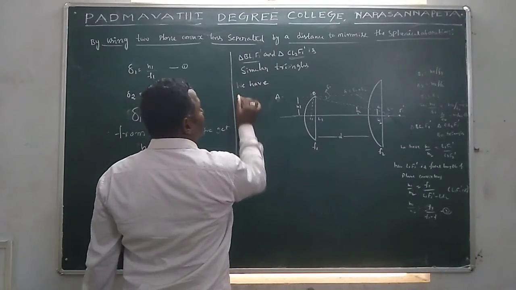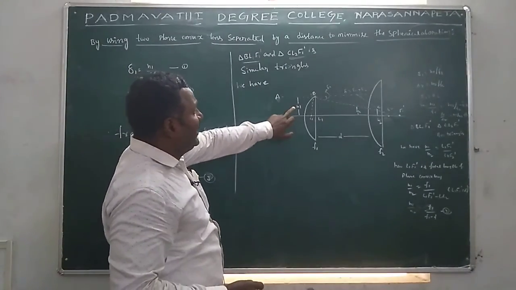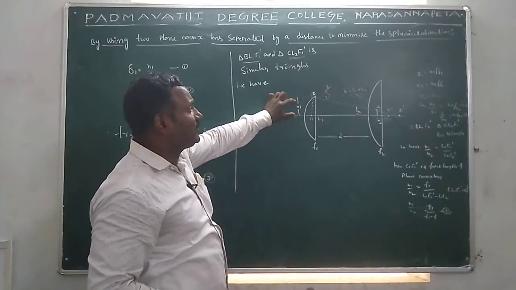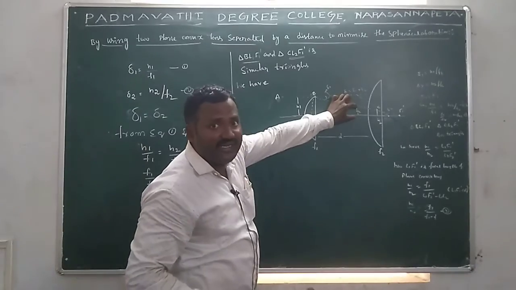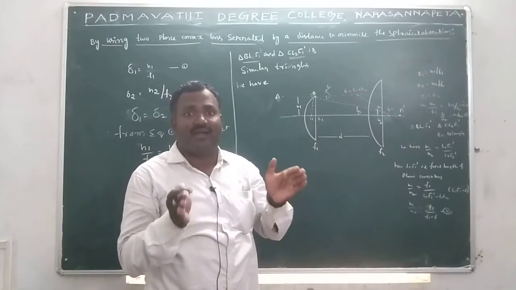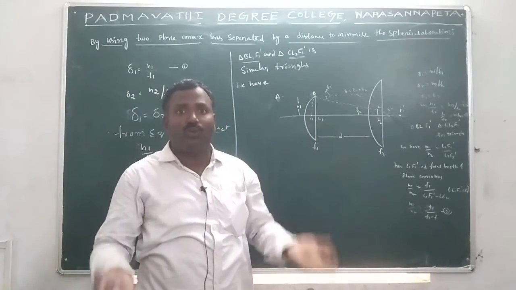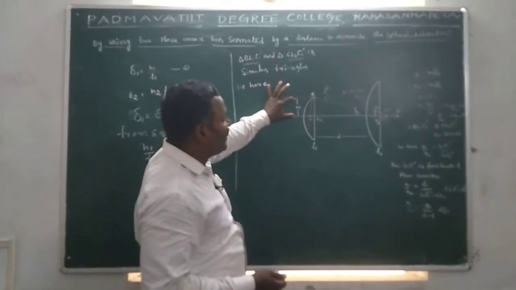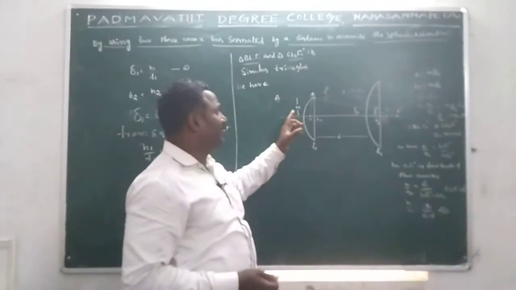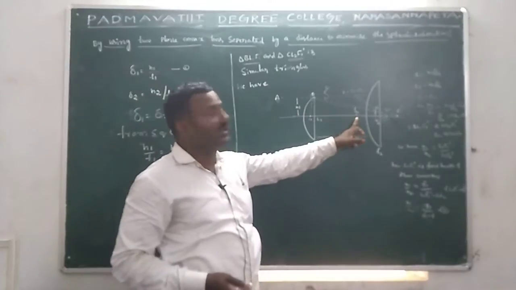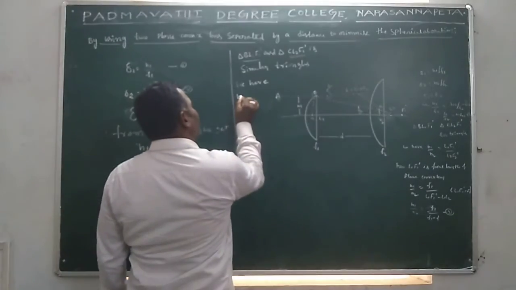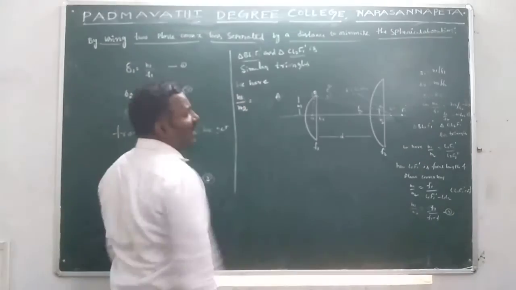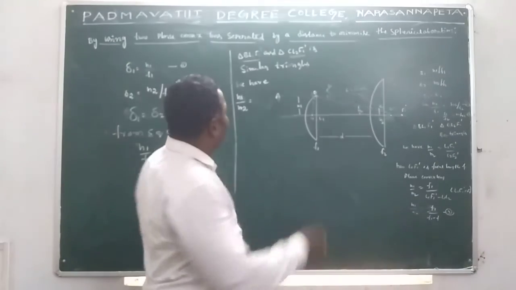Therefore, from similar triangles, the height of the first incident ray and the height of the second incident ray are related: these two sides are equal because these two triangles are similar. Therefore H1 is equal to H2 side. So H1 by H2 is equal to L1 F1 dash.